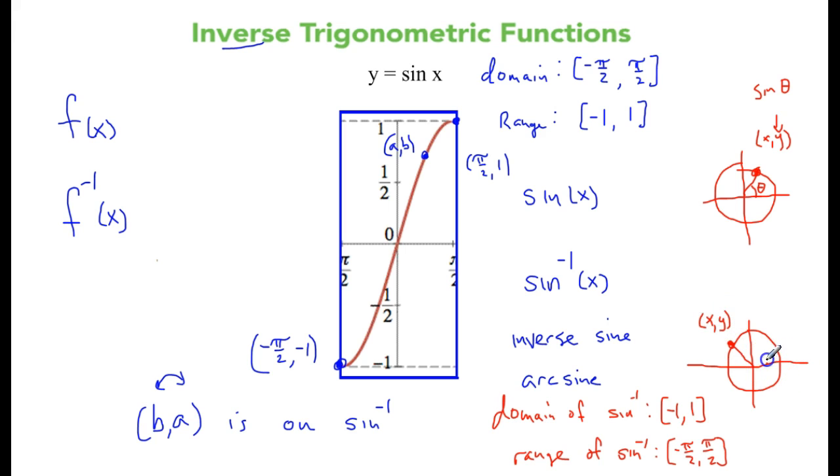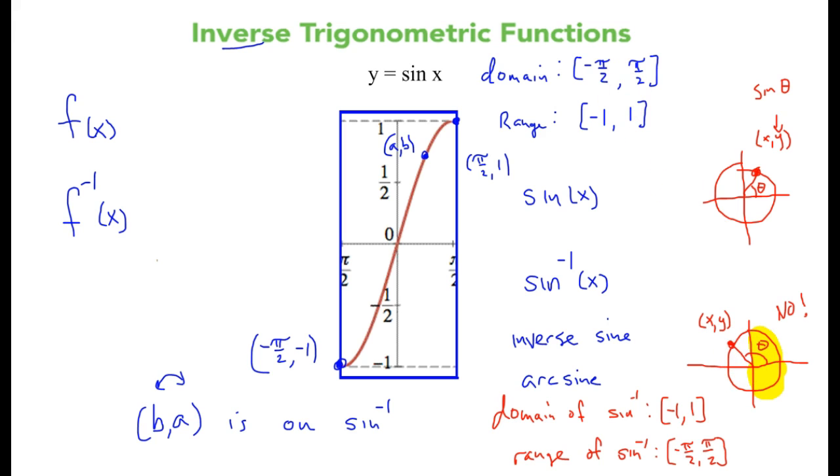Can it say that this is your angle? No. Why not? Because it can only give me anything between negative pi over 2, which would be down here, and positive pi over 2, which would be up here. So it can't give me this angle that's beyond pi over 2.